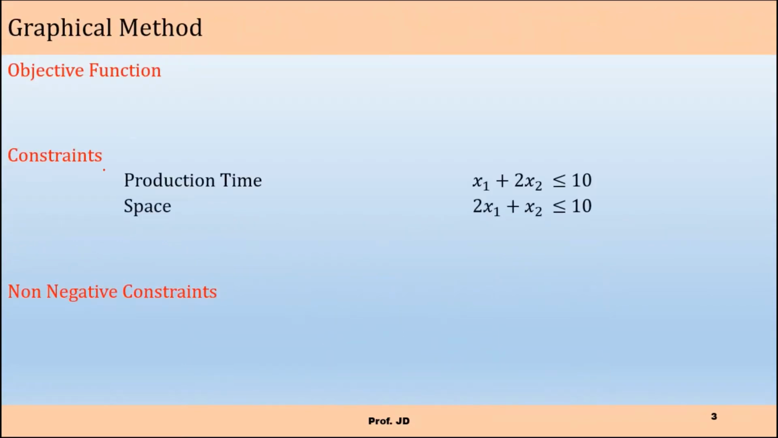So first constraint is production time. That is x1 plus 2x2 less than or equal to 10. Second constraint is space. That is 2x1 plus x2 less than or equal to 10. And third constraint is demand. x1 is less than or equal to 4. Right. Our objective is to maximize the profit, which is 2 units for product A, 3 units for product B. So maximize Z equals 2x1 plus 3x2, and non-negative constraint x1 and x2 greater than or equal to 0. So these are the constraints. Now let's start the problem.